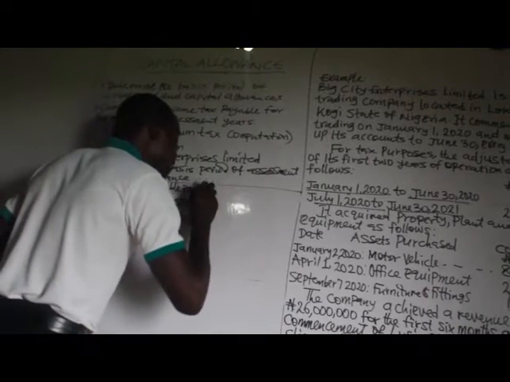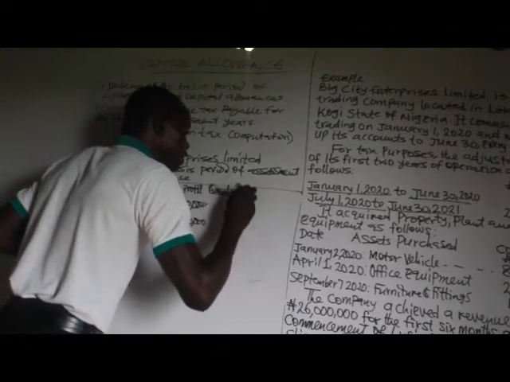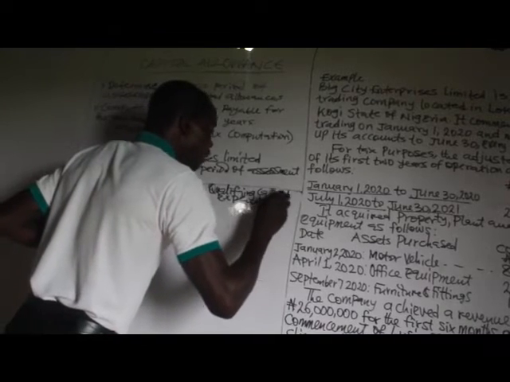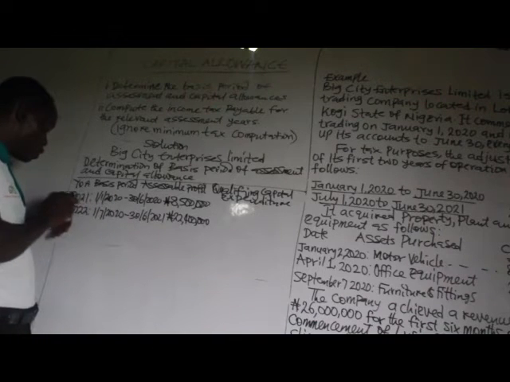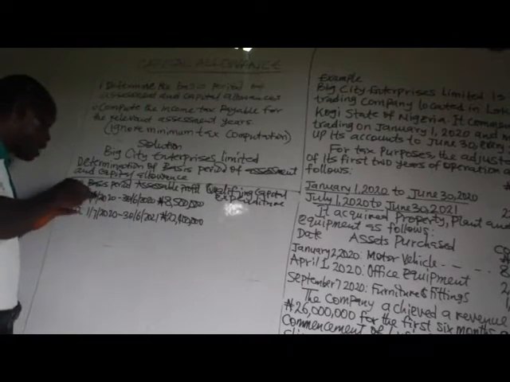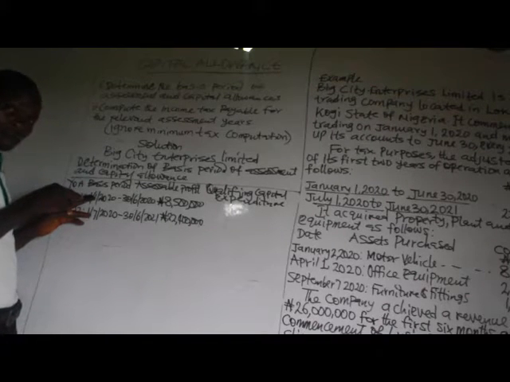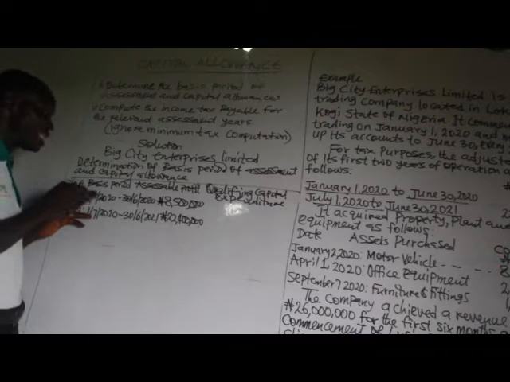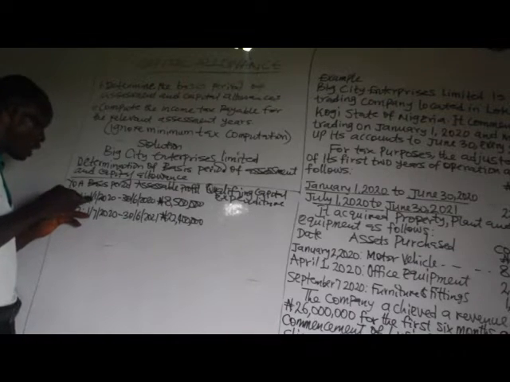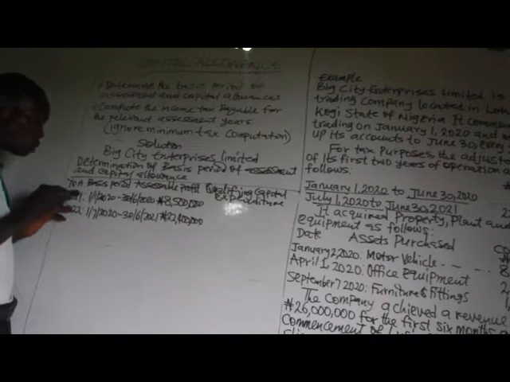Now, what are the qualifying capital expenditure? You look at the date of acquisition. Any asset acquired between this period will qualify in 2021 year of assessment. And if there are assets that have been acquired prior to this period, meaning before January 2020, before the business commenced, the asset will be assumed to have been acquired in 2021. So the year that such asset will qualify will be 2021 year of assessment.